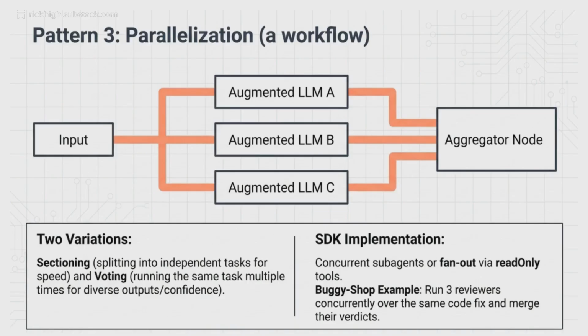Voting is the same sub-agent mechanism pointed at one question. Run 3 reviewers over the buggy shop fix and merge their verdicts, which catches what any single pass would miss. Pattern 4. Orchestrator workers. The agent end.